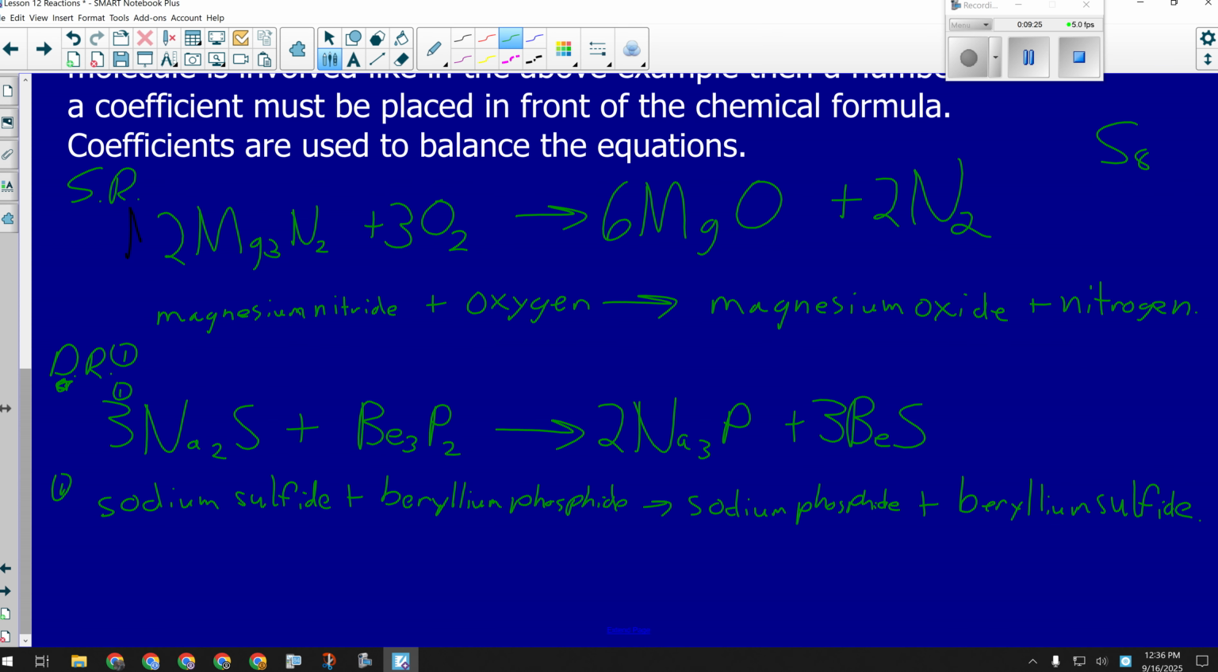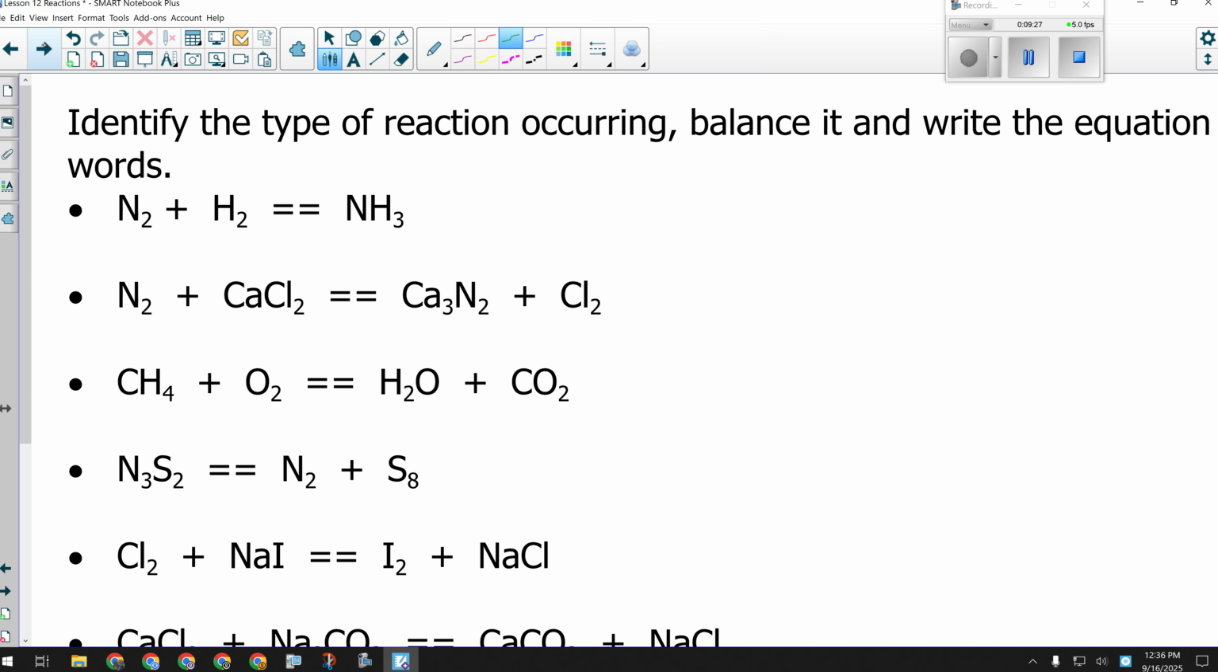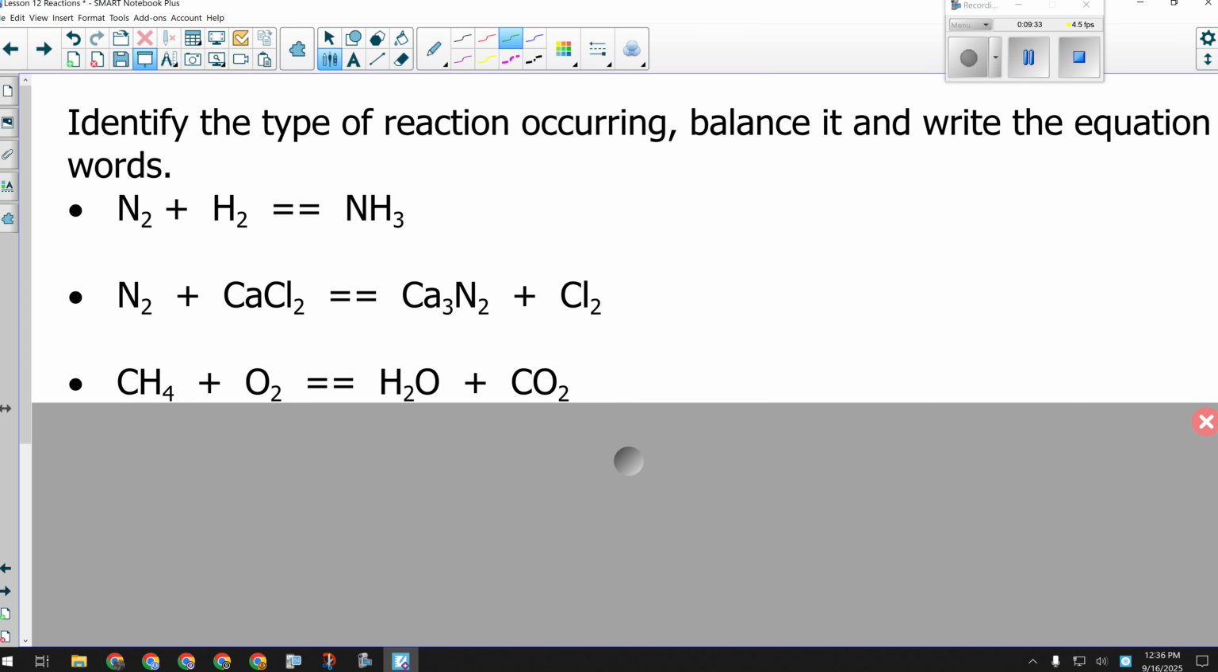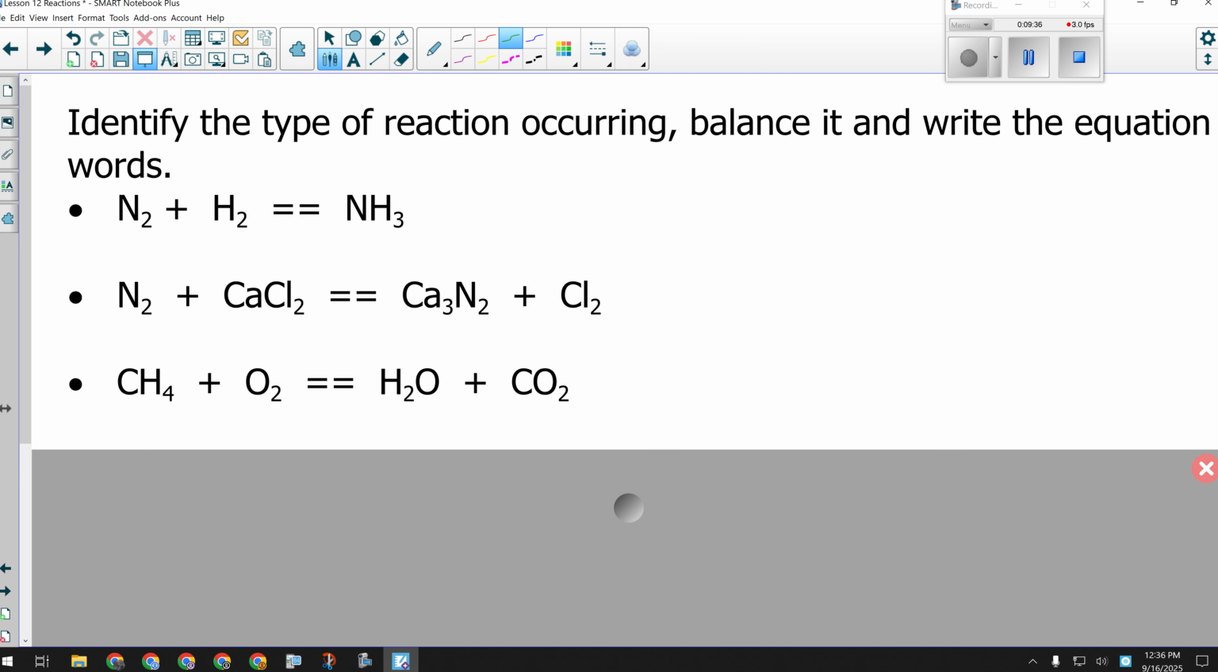All right, well, let's have you guys try. Let's go with the first 3 here. Same thing we were just doing: written out in words, balance, and write the type. Three things for each one of those.